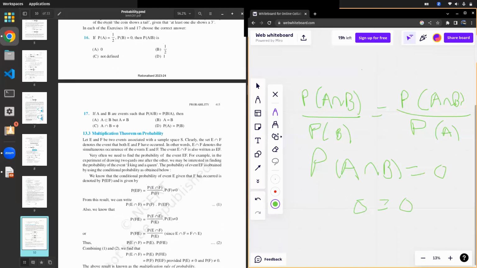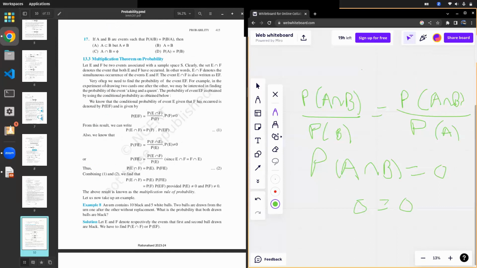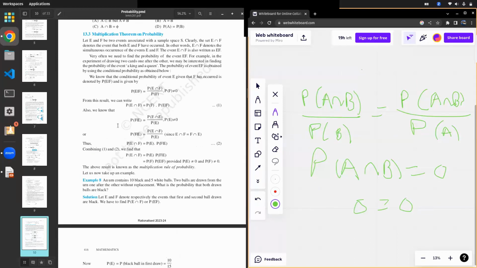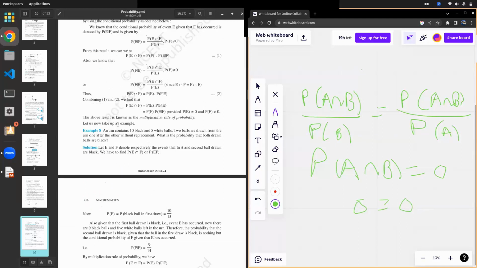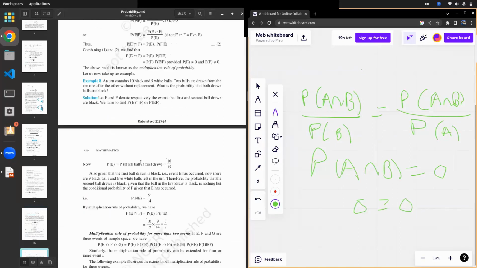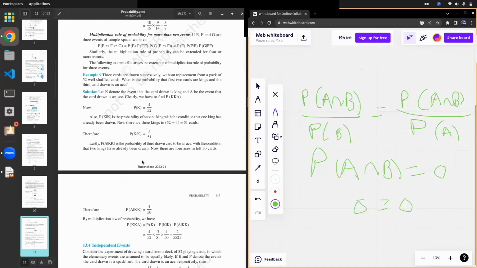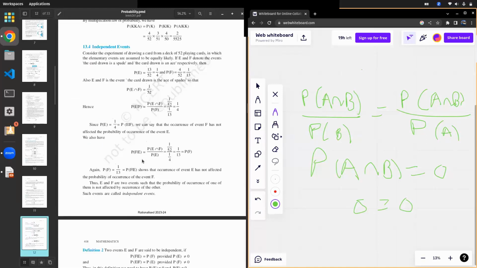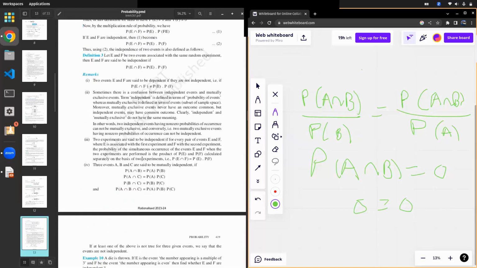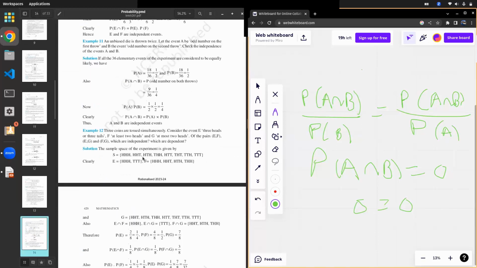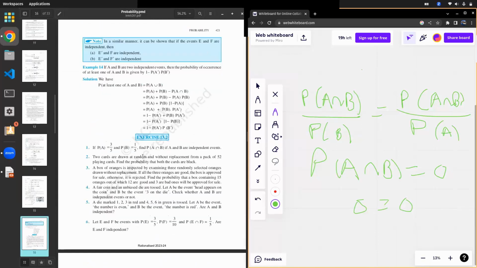Okay. So next in the chapter, the multiplication rule of probability is discussed, and also the independent events are discussed. And some examples are also given. So next we will solve exercise 13.2.